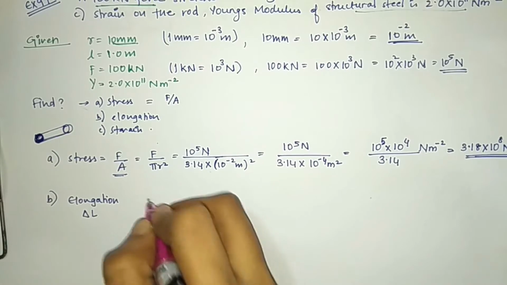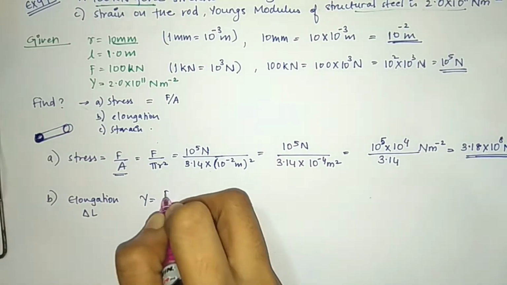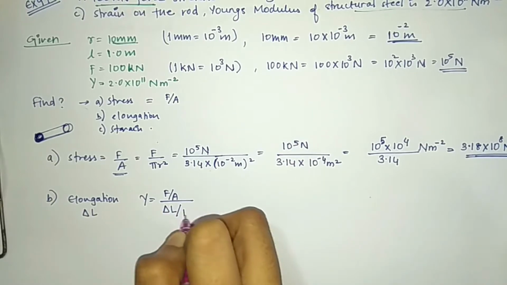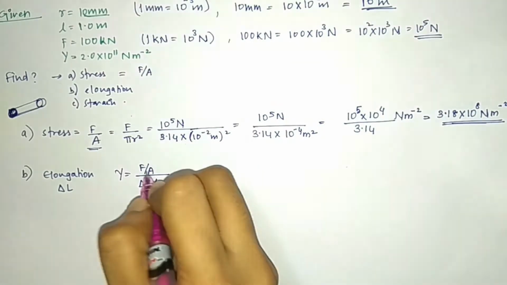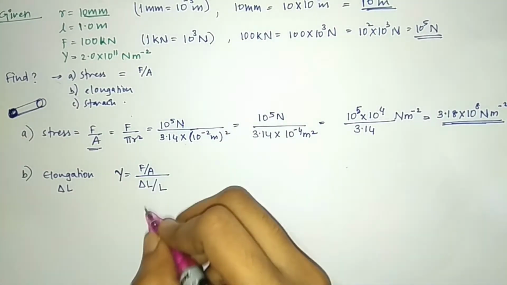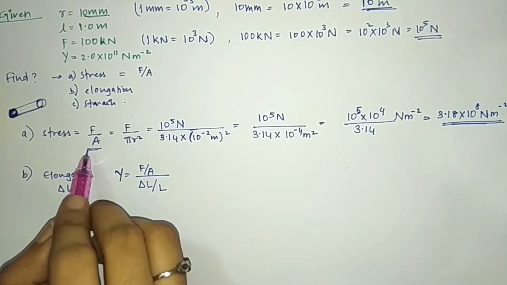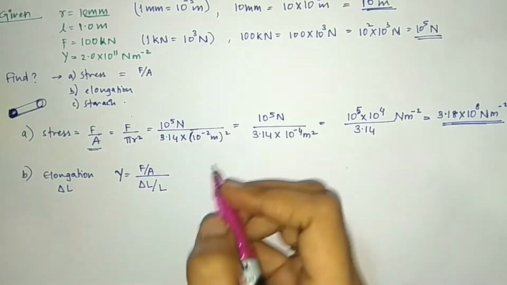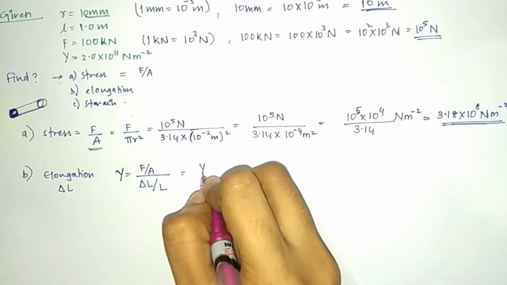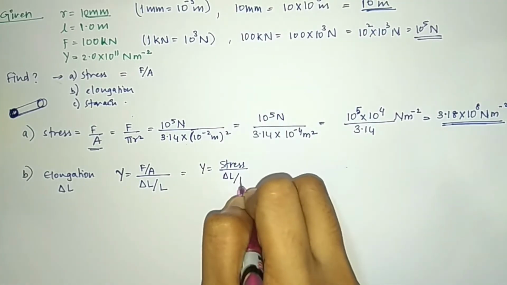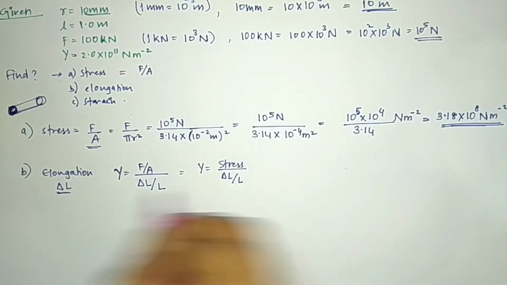So what is the Young's modulus formula? Young's modulus was stress by strain, right? Stress was force by area, strain was delta L by L. Before rearranging the terms, know that F by A, that is stress, we already know. So you need not worry about the F by A. You can directly write Y equal to stress upon delta L by L. And you need to calculate delta L, right?